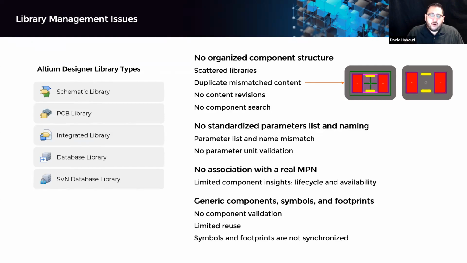So you lose out on a lot of potential capabilities there. As I touched on in the last section about the standardized parameter list and naming, when you don't agree upon a naming convention and a standardized list of parameters, it's very difficult to maintain that across all of your components. And on top of that, these library types don't have any built-in unit validation.